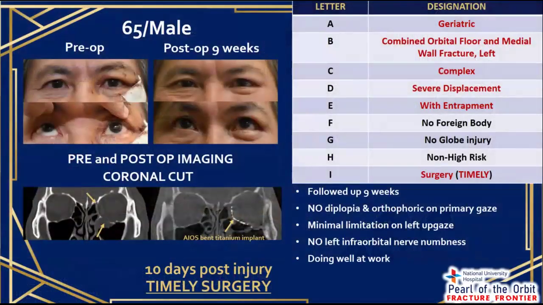Okay, so now applying what we learned from the fracture classification system, we have the same gentleman from the surgical video who had a geriatric combined orbital floor and medial wall fracture of the left, which was complex, severely displaced with entrapment, no foreign body, no globe injury in a non-high-risk patient, wherein timely surgery was done. As seen in the post-op imaging, the AIOS bent implant achieves near symmetric results as compared to the contralateral orbit. This patient was able to recover very well and was able to go back to work without any problems.